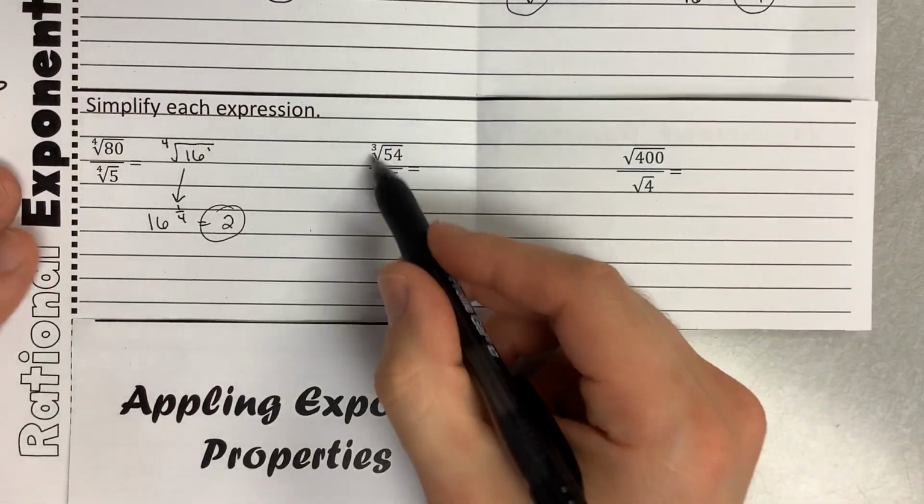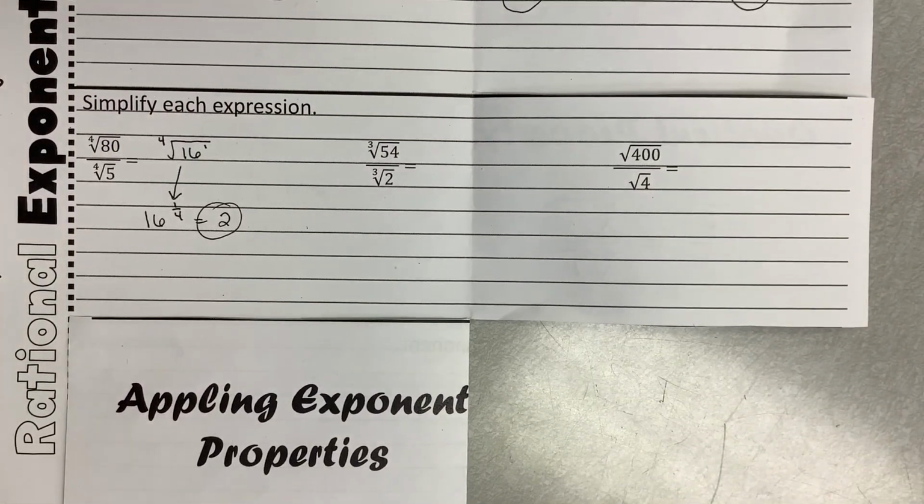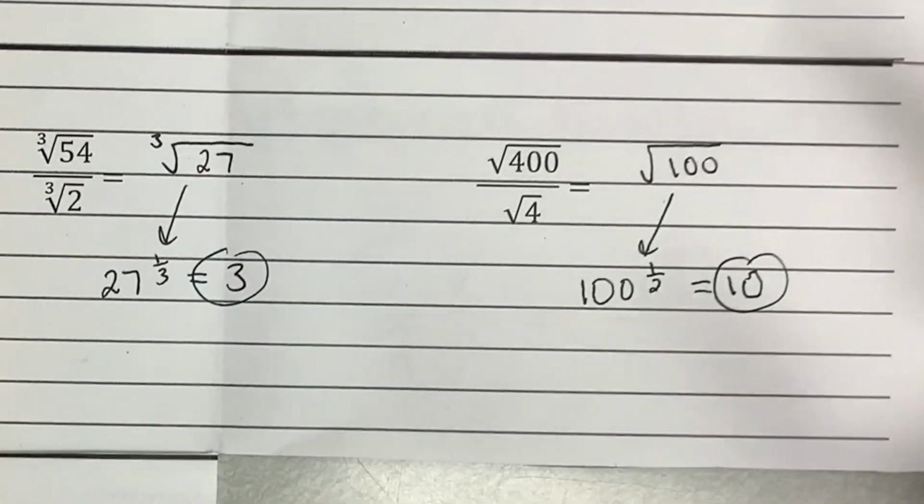Now, with that said, I want you guys to try these two on your own, okay? Take care of it. They both have matching radicals. Take care of division, simplify it. I speak less. Go.